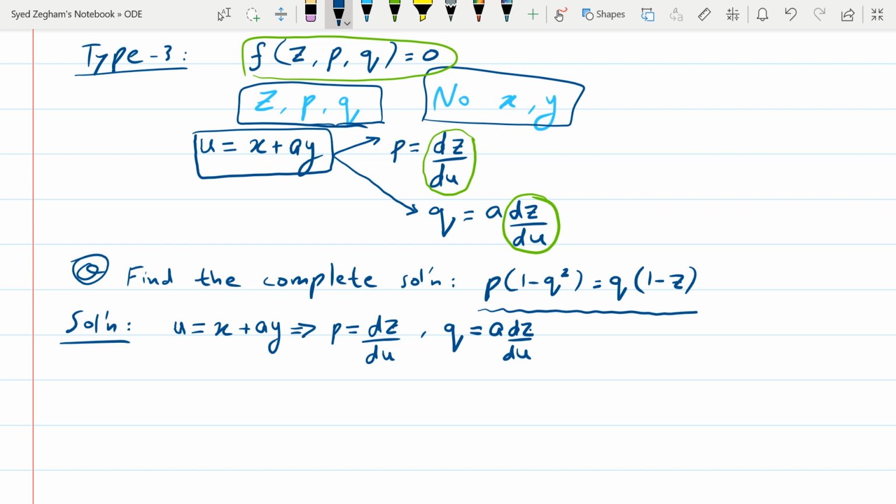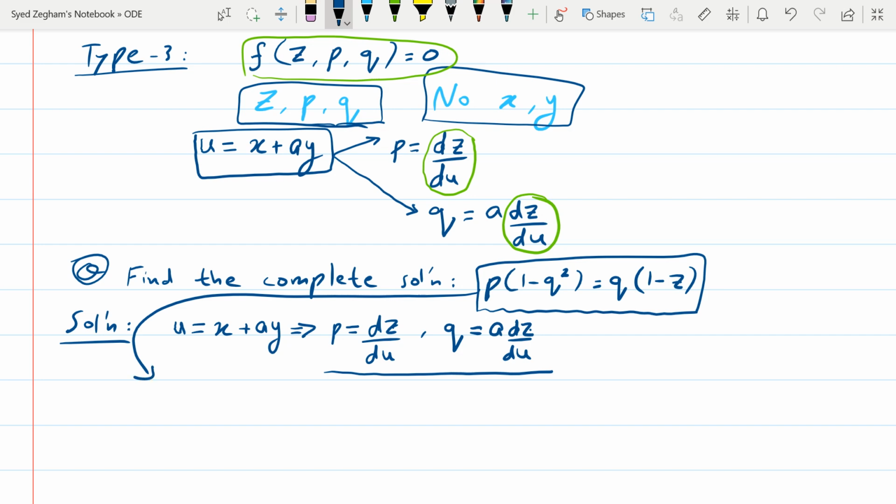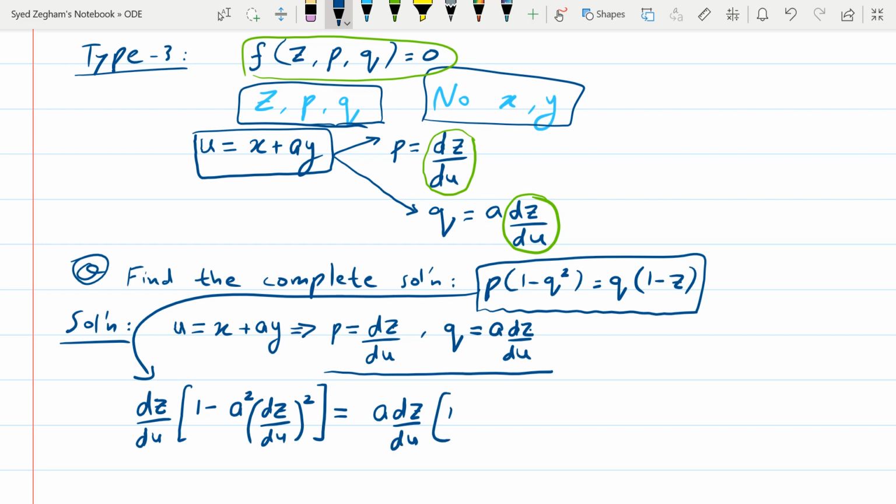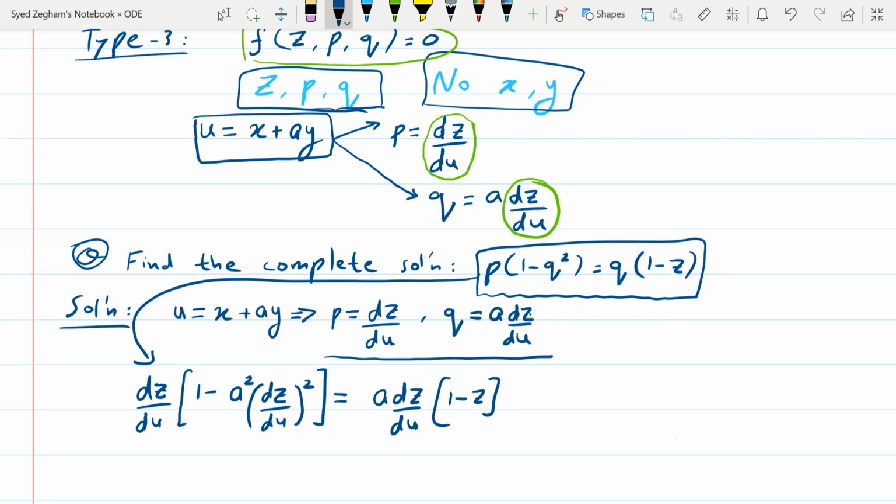Now let us start by putting these two values in the given PDE. So what do we get? From this partial differential equation, let's start putting the values. P is dz by du multiplied by 1 minus q square. So that will become a square, dz by du whole square. Right, is equal to, let's go to the right side now, q, that is a dz by du multiplied by 1 minus z. Okay, no problem.